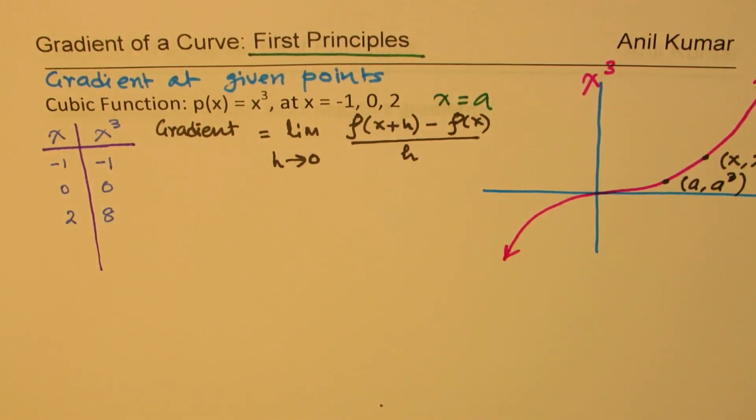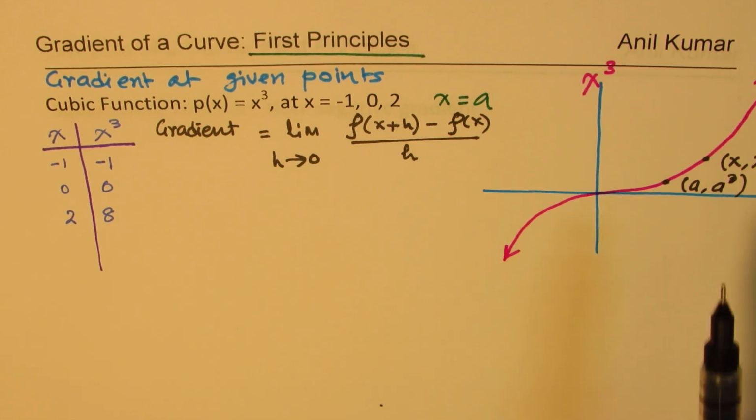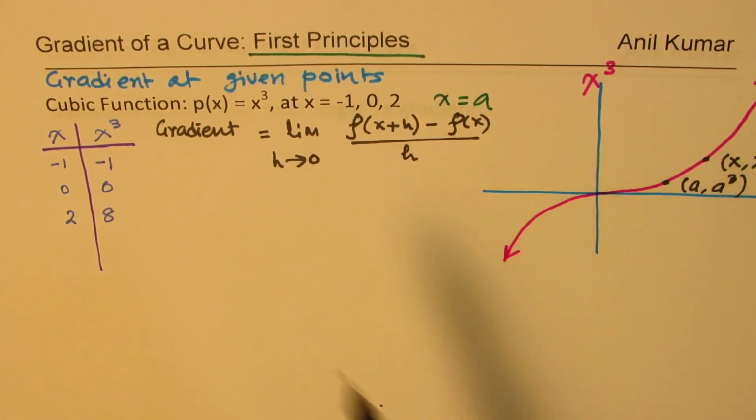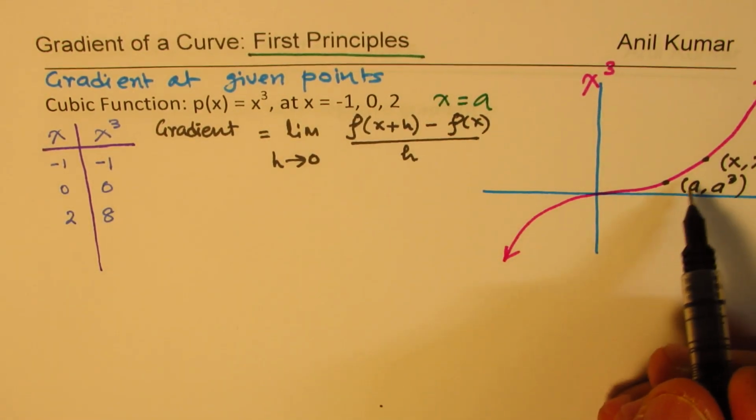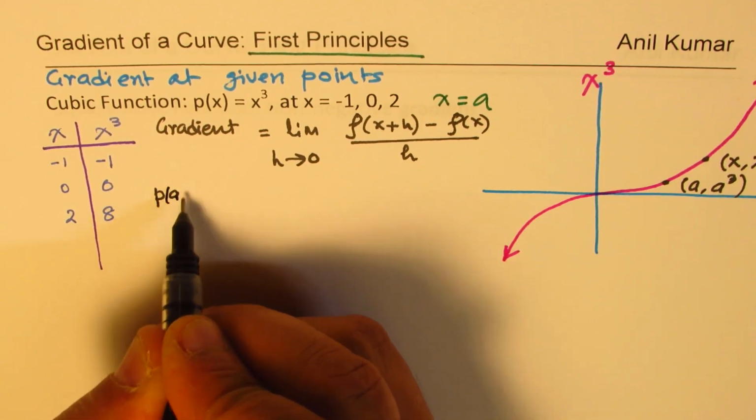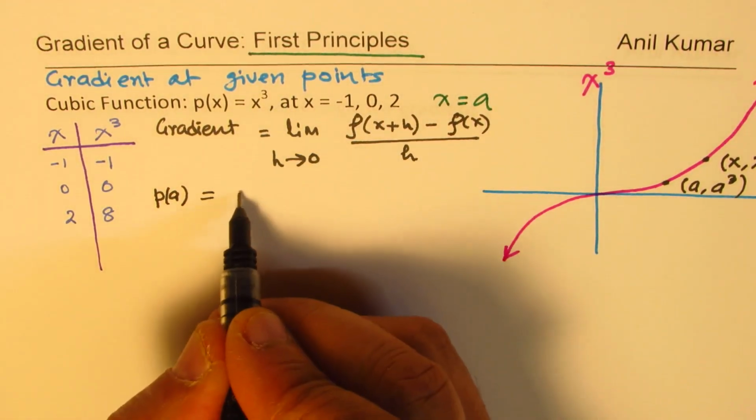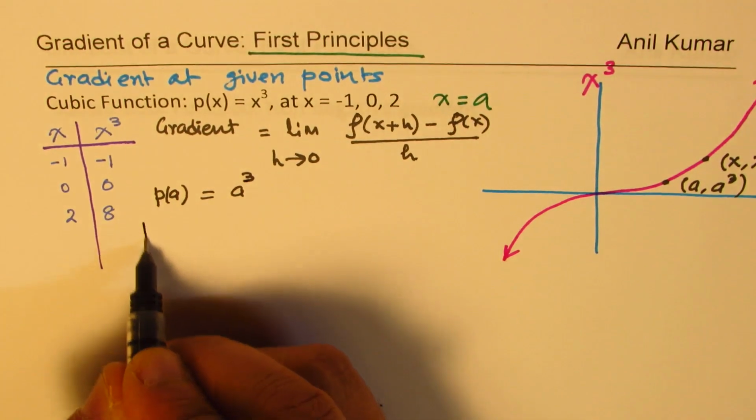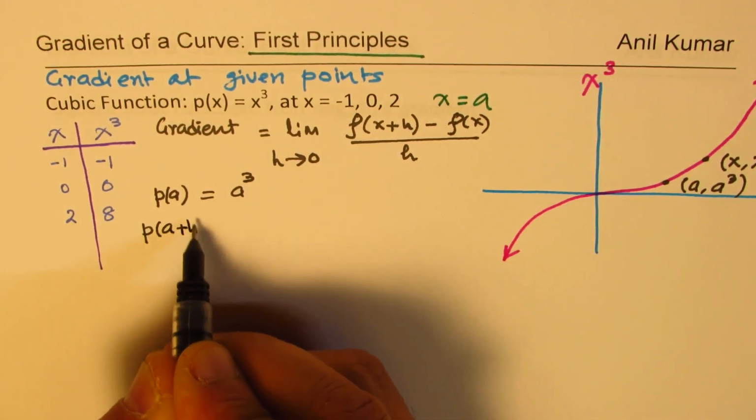You could say that, correct? Right? Okay. So that is how we could select points. So what I will do here is select 2 points. We'll say our value p of a is what? P of a will be a cubed. So what is p of a plus h?